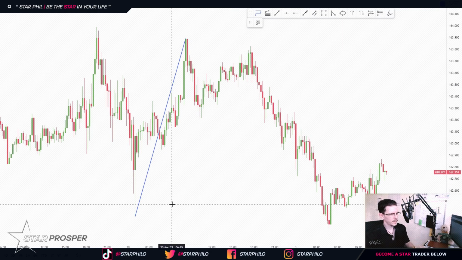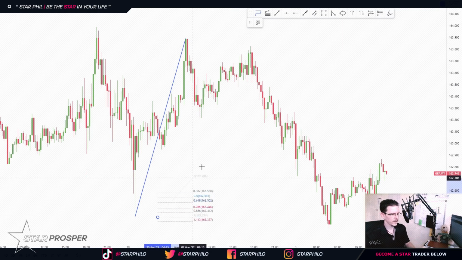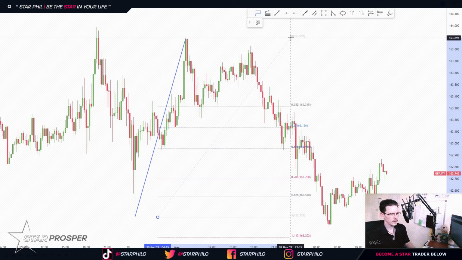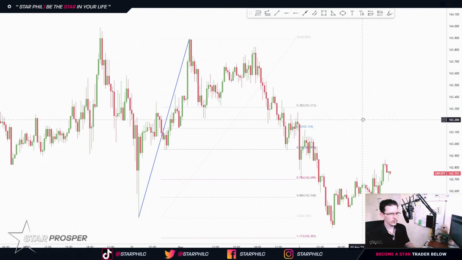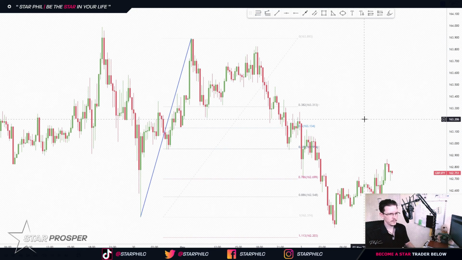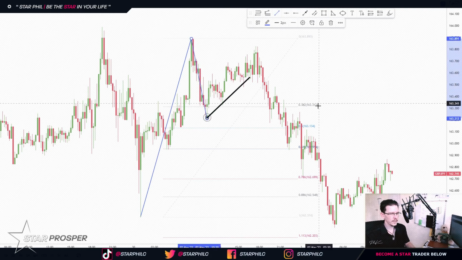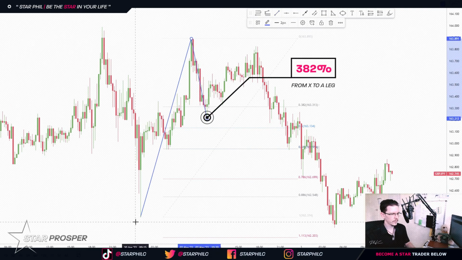So we have the Fibonacci retracement, and we go from our swing low to our swing high. Everyone knows the first condition of the bat pattern is a minimum of the 382. We get that right here. Minimum of a 382 Fibonacci retracement from X to A.